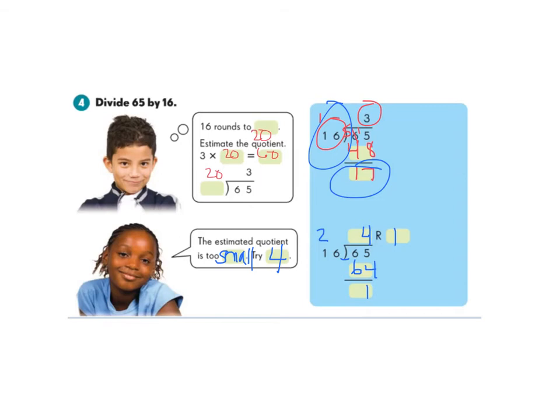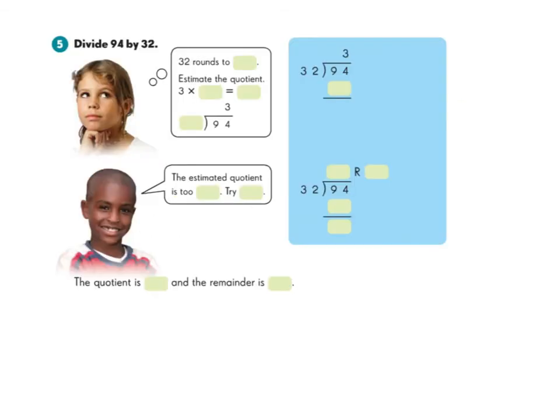All right, let's try one more. The final problem I'll walk you through is 94 divided by 32. Once again, we start by rounding to help us make a ballpark guess of what our quotient should be. 32 rounds to 30. 3 times 30 is 90. So let's try 3.